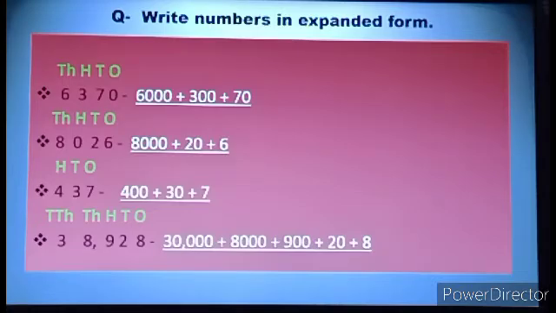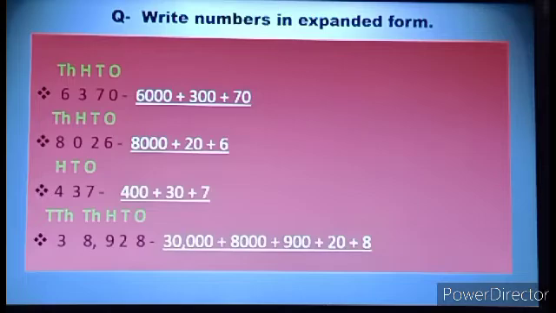Next example is 38,928. Here, a 5-digit number starts from 10,000. So 3 multiplied by 10,000 gives the answer 30,000. Plus 8 is on the 1000 place, so 8 multiplied by 1000 gives 8,000. Plus 9 is on the 100 place, so we write 900. Plus 2 is on the tens place, so we write 20. Plus 8 is on the ones place, so we write 8.